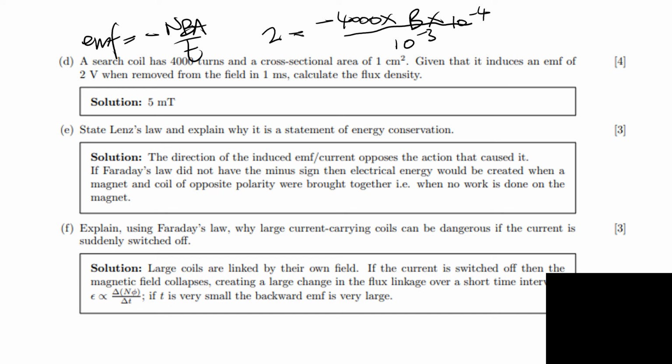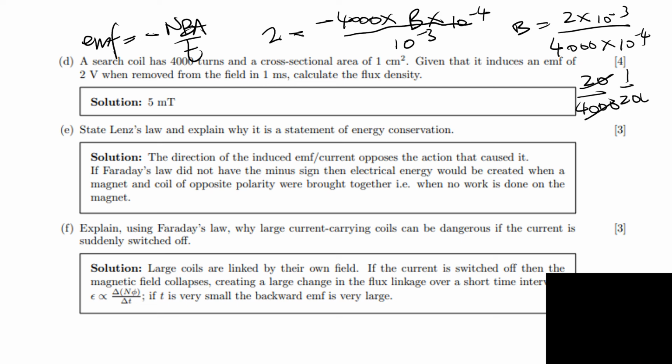Just rearrange. So B is equal to 2 times 10 to the minus 3, divided by 4,000 times 10 to the minus 4. So that's 20 over 4,000, and that is 1 over 200, and that is 5 milliteslas, I think. So 5 milliteslas. Let me check. So 1 divided by 200. Yes, that's 5 times 10 to the minus 3.